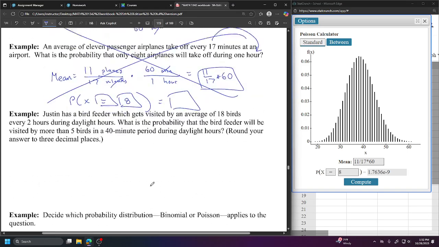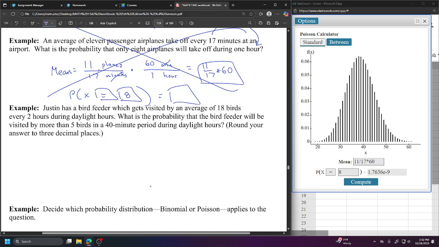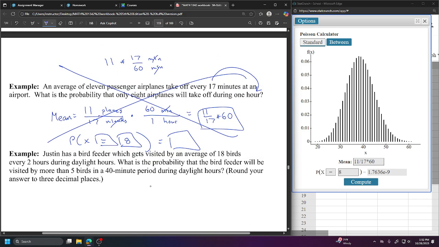Oh, we're almost done. Okay, so Justin has a bird feeder. Are y'all okay with me just canceling that out for now? Okay, yeah, because I get confused too. Justin has a bird feeder visited by an average of 18 birds every 2 hours. So then they say, how many birds in a 40-minute period? Okay, I'm not gonna mess this one up.